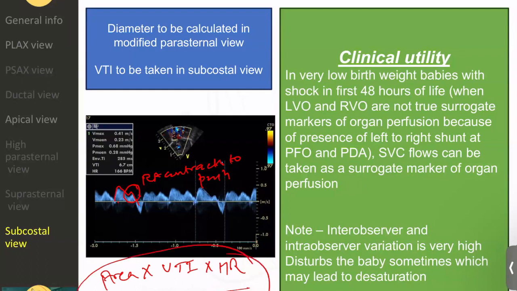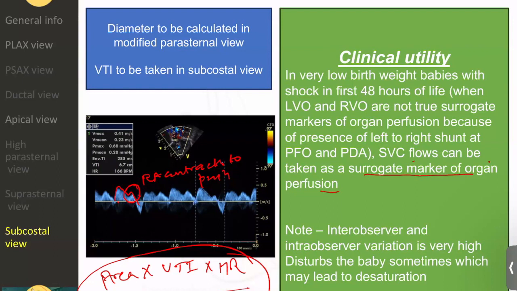So people have used superior vena cava flow where? In the preterm, very low birth weight babies. See, read this line. In very low birth weight babies with shock in first 48 hours of life, LVO, left ventricular output, and RVO are not true surrogate markers of organ perfusion because of the presence of left to right shunt at PFO and PDA. I will explain in a schematic diagram. SVC flows can be taken as a surrogate marker.